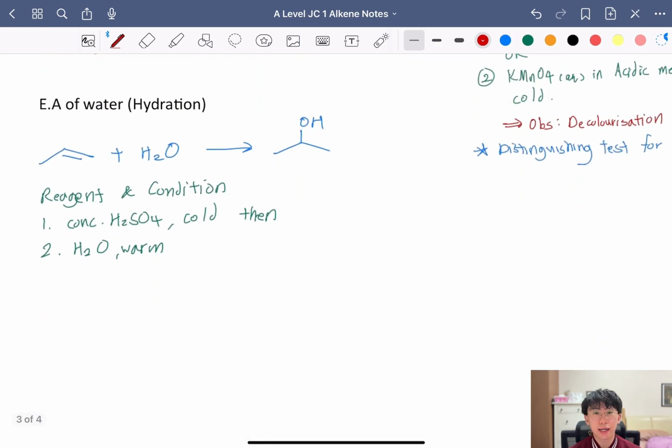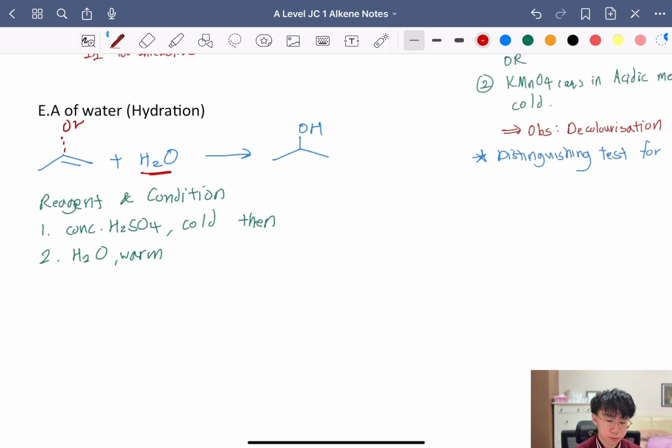Next, we have electrophilic addition of water. So we're just adding H2O, so H and OH, across the double bond. So the reagents and conditions are concentrated H2SO4 cold, and then adding H2O warm.